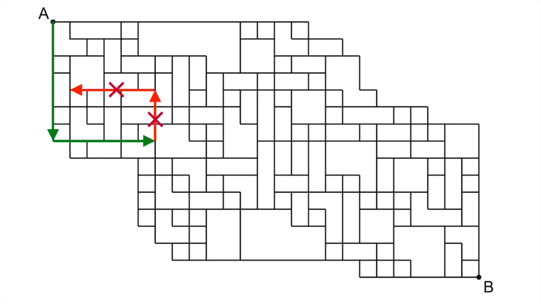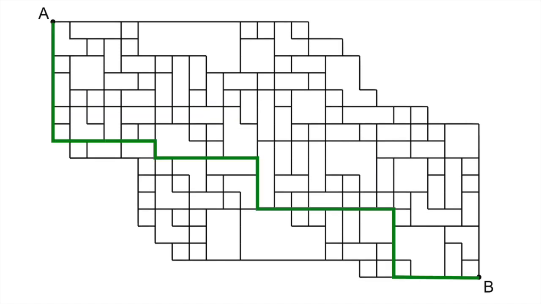Two directions. You can only go down, or you can go to the right. But you can't go up or left. Only down or right. Okay? Those are the rules. But don't worry, it's still easy. There's loads of ways to do this.